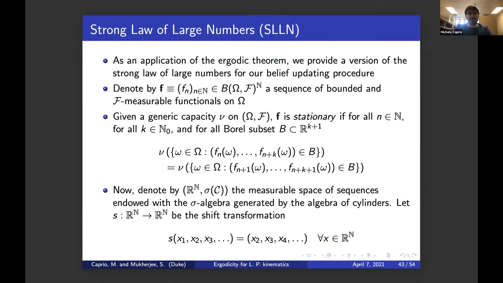So we call boldface F a sequence of bounded and F-measurable functionals on omega, that these basically are our random variables. We say that this sequence is stationary, with respect to a generic capacity, if the capacity of the collection of elements of the state space for which the evaluation of the Fn's on omega belongs to a certain Borel subset B is equal when we take the right shift. And then we denote by R^N, sigma c, the measurable space of a sequence endowed with the sigma algebra of the cylinders, and by S, the shift transformation that Professor Khaleghi talked about before.